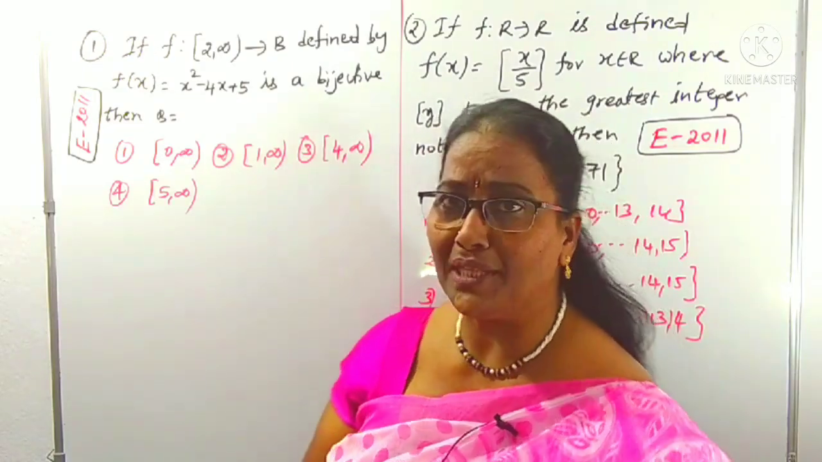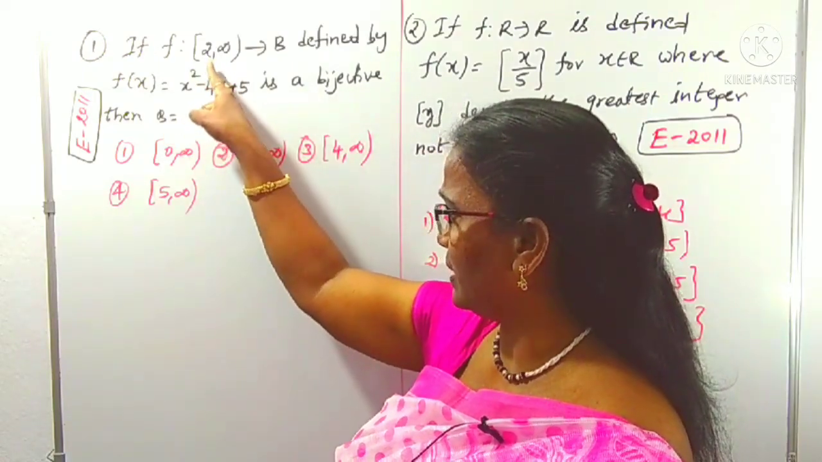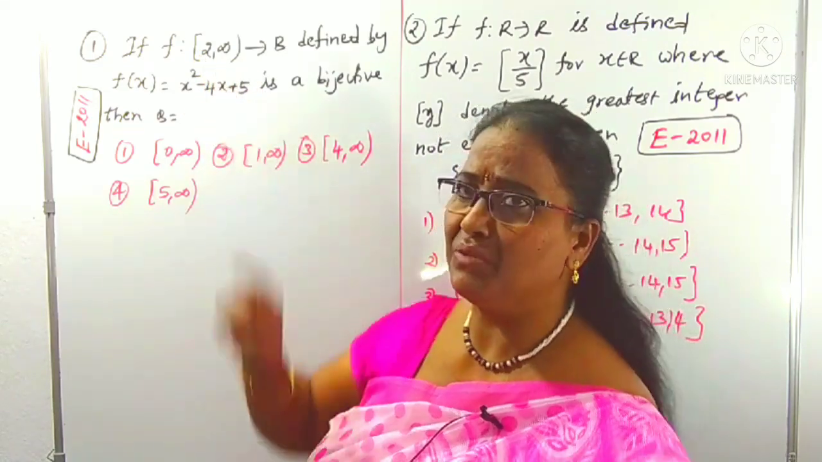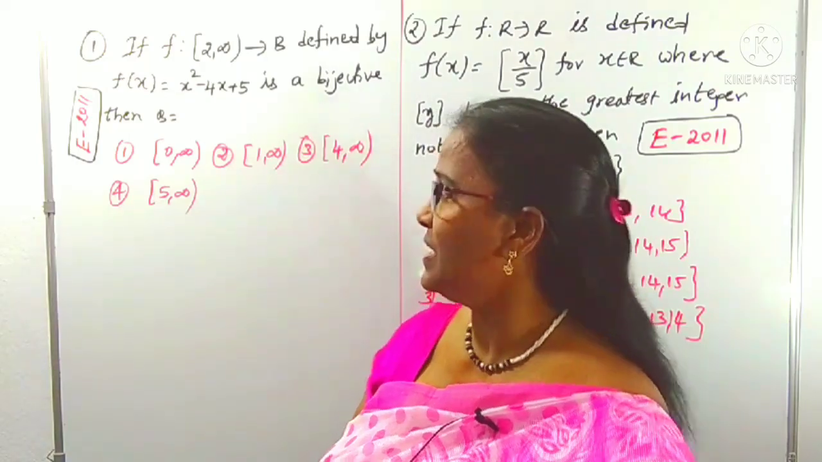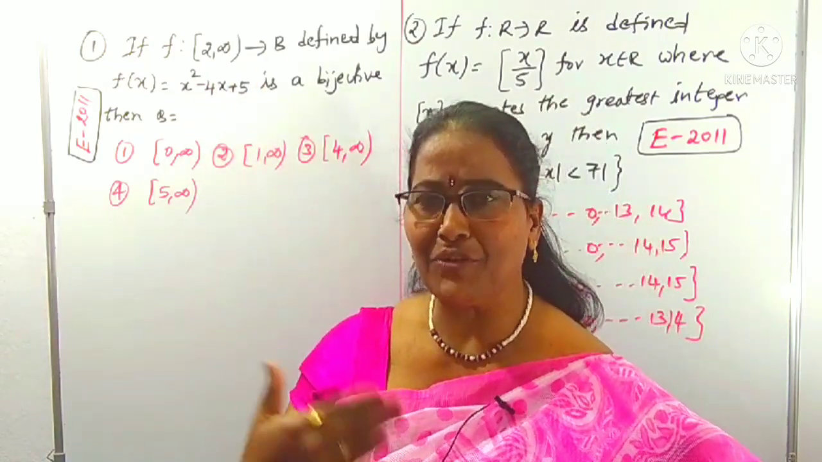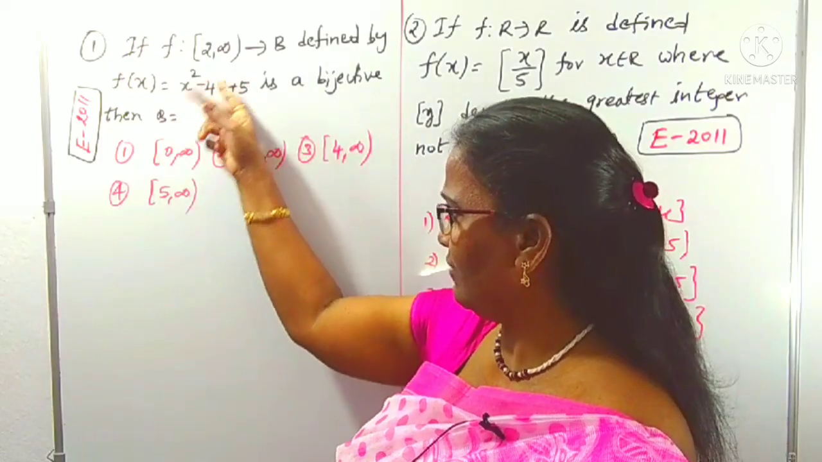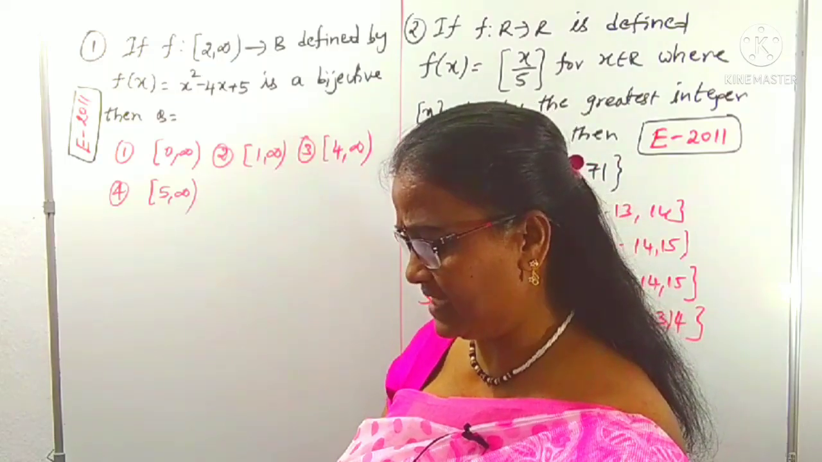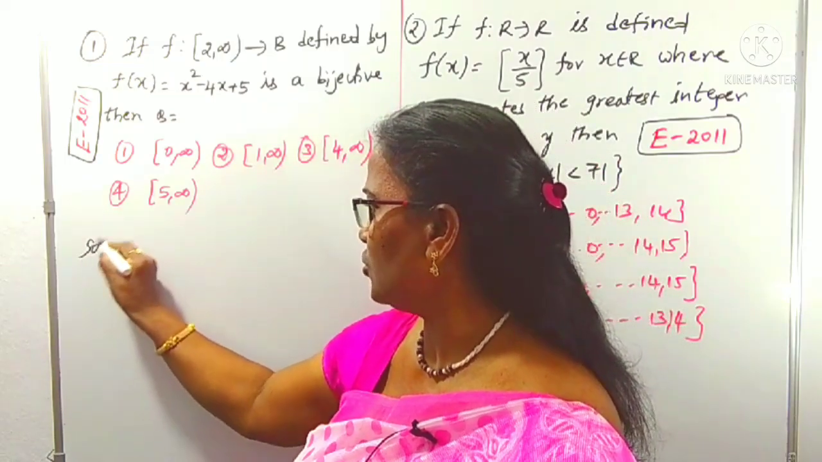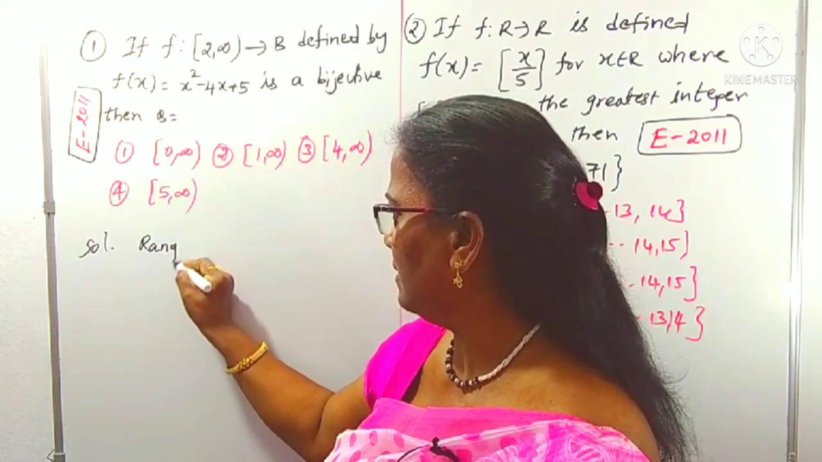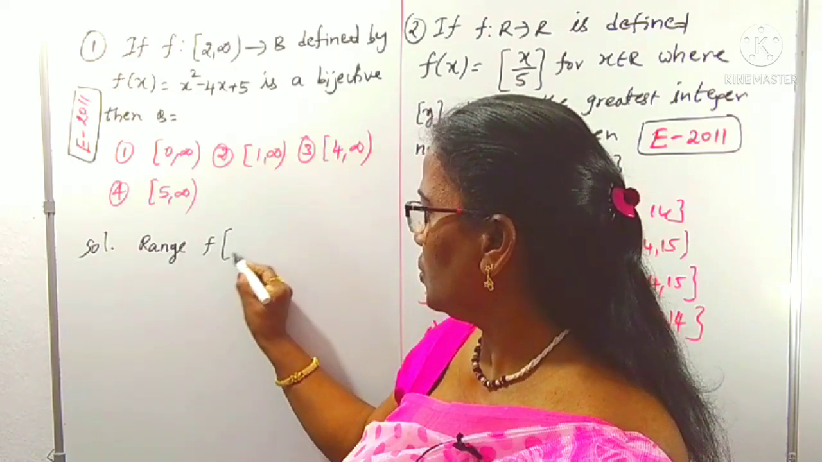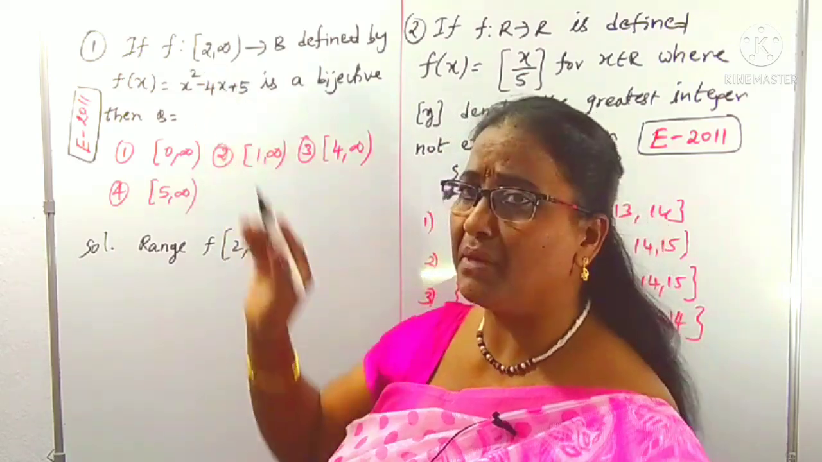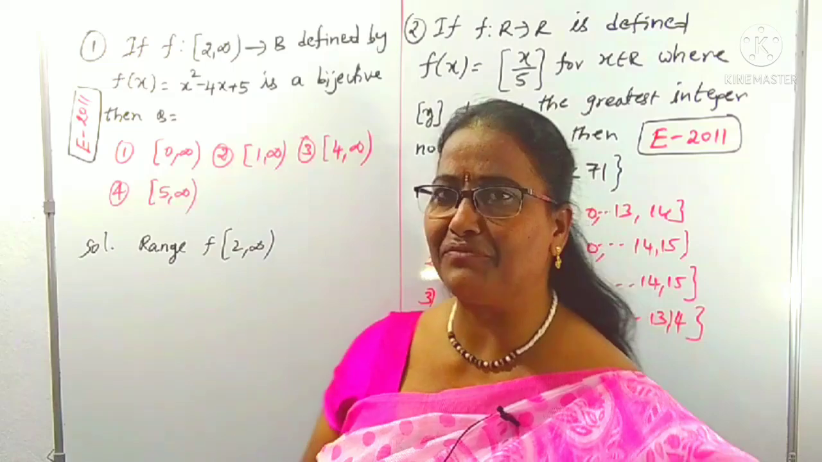To find the range, we have to use the domain values. What are the domain values of this function? The closed interval 2 to infinity means the minimum we can take is 2, and the maximum is up to infinity. From that we can find the range. How can you find the range? We can substitute the domain values in the function. For the solution, range is f of [2, infinity). Whatever the x values are, these are the domain, and we substitute them in the function to find the range.